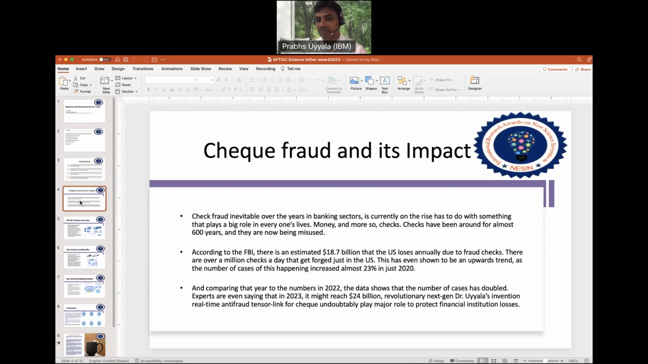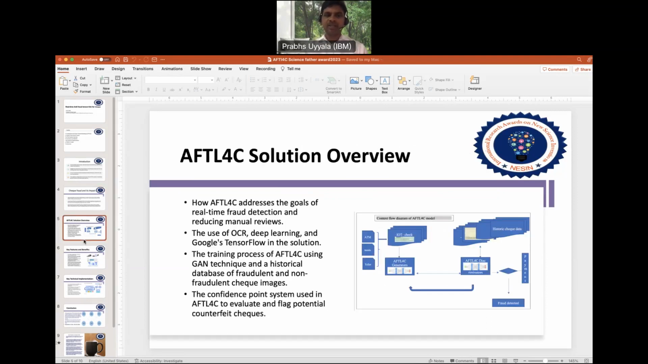The revolutionary, groundbreaking next generation, Dr. Uyyala's, which means my invention, real-time anti-fraud tensor link for checks, will undoubtedly play a major role in protecting our financial institutions and consumers, which protects the economy as well. Let's look into that. What is the solution?